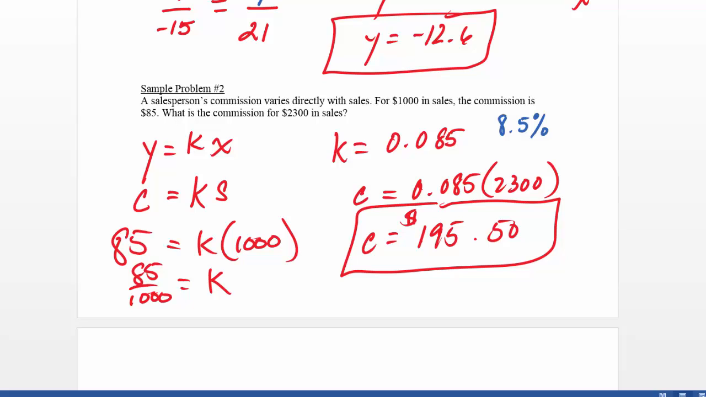So that is a good start for direct variation. In the next video, we'll talk about inverse variation.